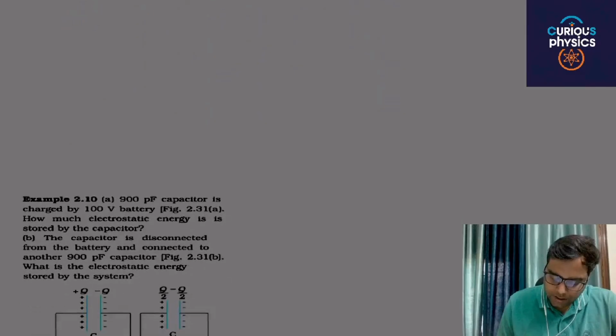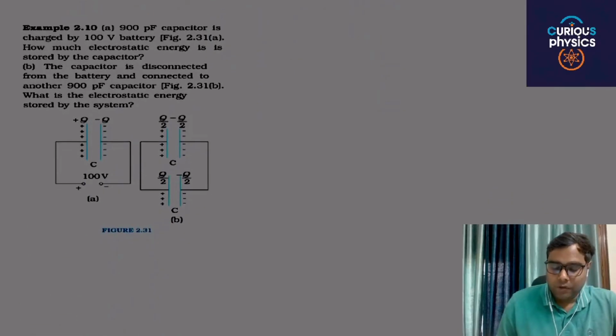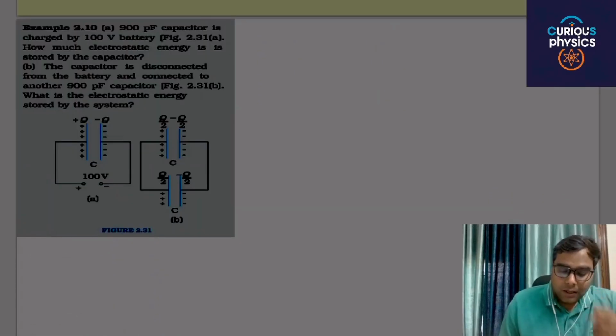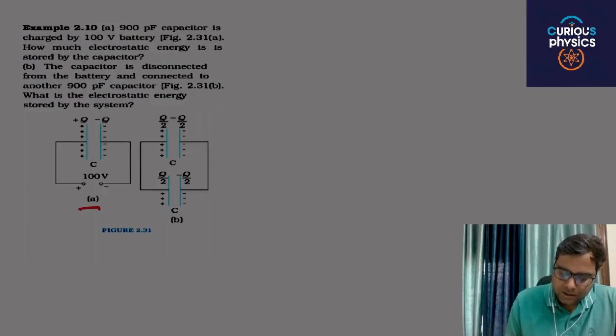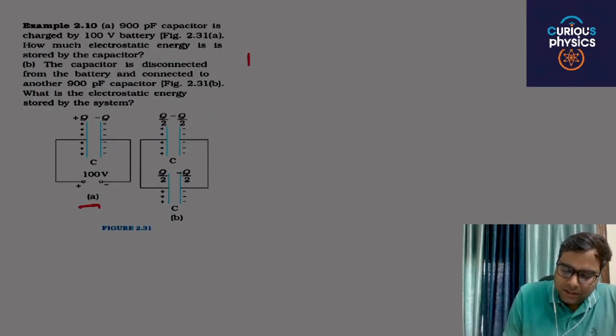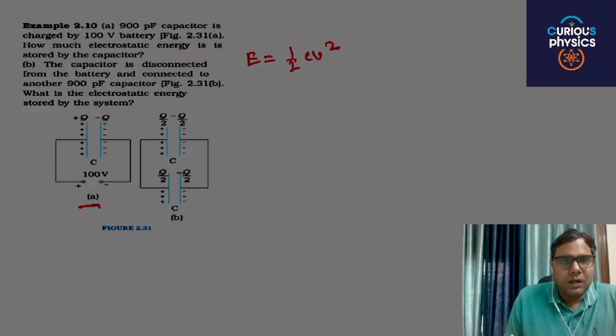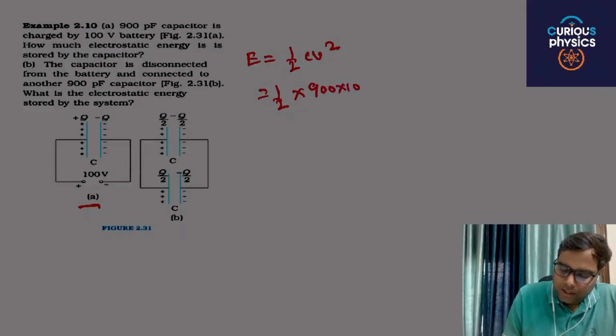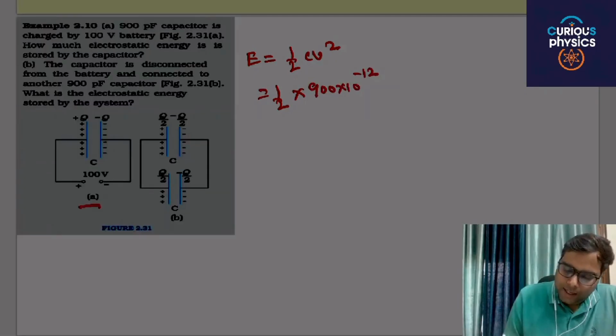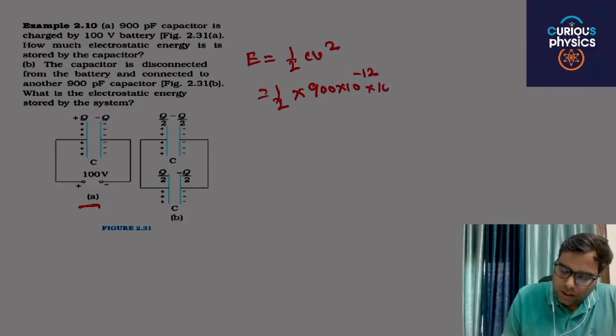Okay. Next is the question. A 900 picofarad capacitor is charged by a 100 volt battery. How much electrostatic energy is stored in the capacitor? In the first case, energy is stored in the form of potential energy, half CV square. C is 900 picofarad, 900 into 10 raised to power minus 12, and half CV square into 100 whole square.